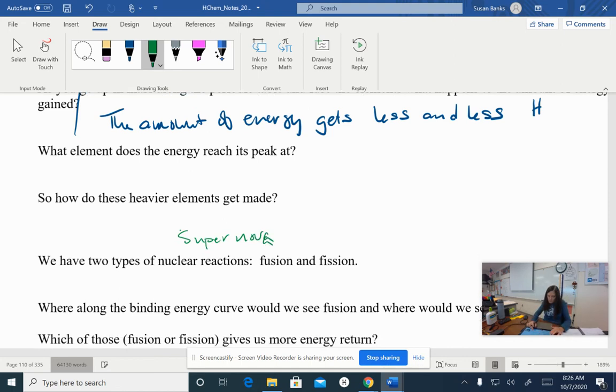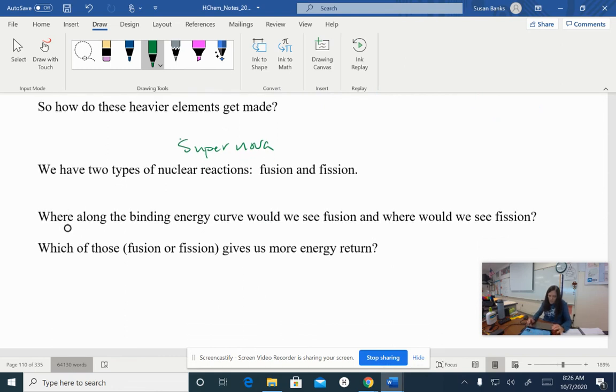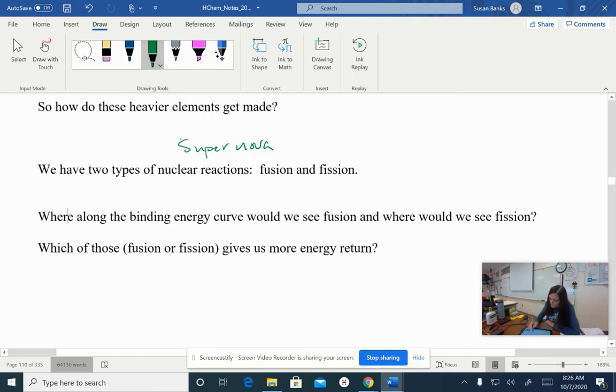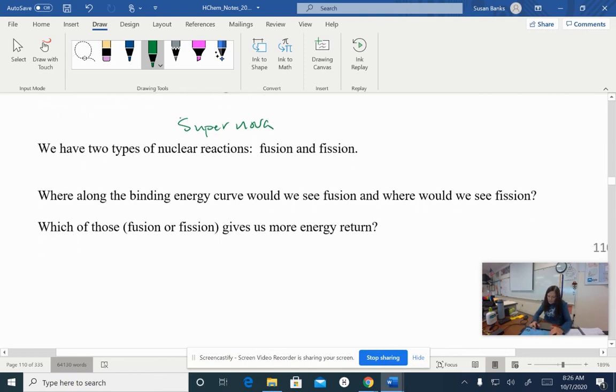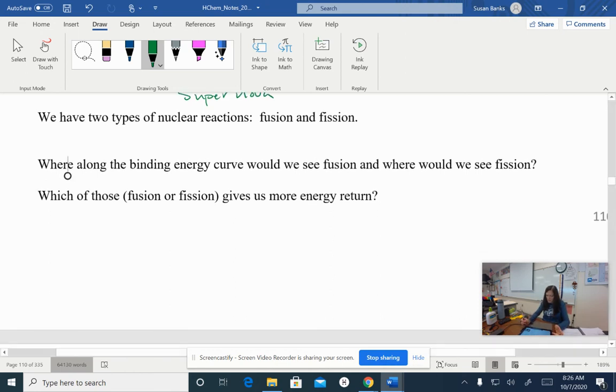Okay. So we have two types of nuclear reactions. We have fusion and we have fission. And notice as we go along that binding energy line, fission becomes more of a thing as we have heavier elements. So along that binding energy line, we would have fusion with the smaller elements, and we will see fission with the really heavy elements, especially like uranium or plutonium. So which one of those gives us more energy in return? Fusion definitely gives us more energy.